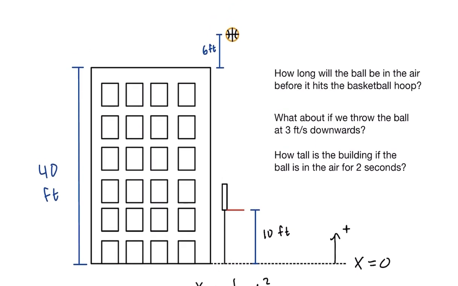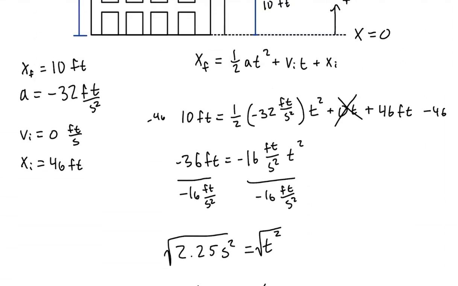Now let's look at the next one. What about if we throw the ball at 3 feet per second downwards? Okay, so we're going to write out our equation again. It's always good to write out the equation for practice. X final equals 1/2 a t squared plus v initial t plus x initial. Okay, now again, our x final is still going to be 10 feet.